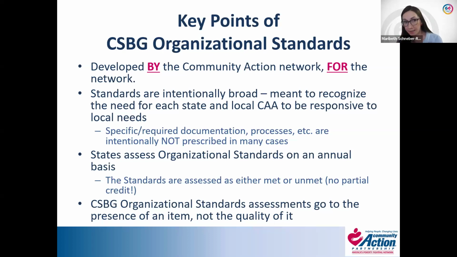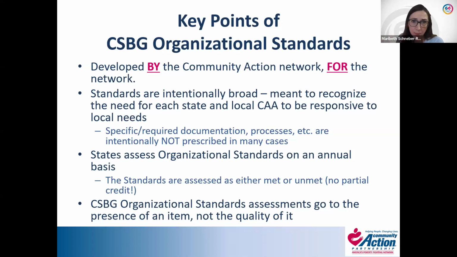And so states assess an agency's compliance. They're required to do that on an annual basis. So your state is not being mean if they're coming out every year. They are required to do that. And states are either marking standards as met or not met. There is no such thing as partial credit, if you will, for an agency.